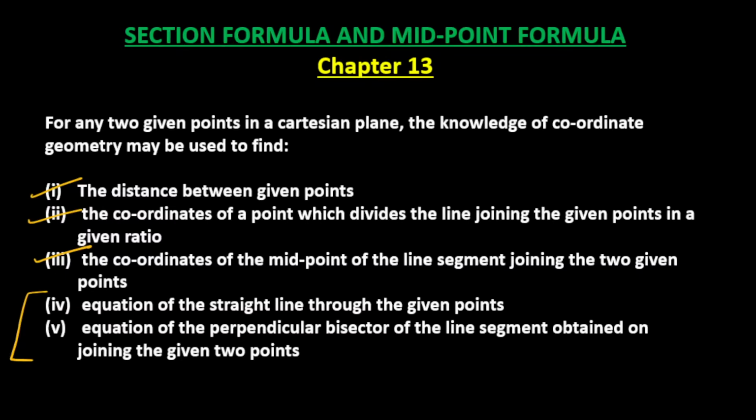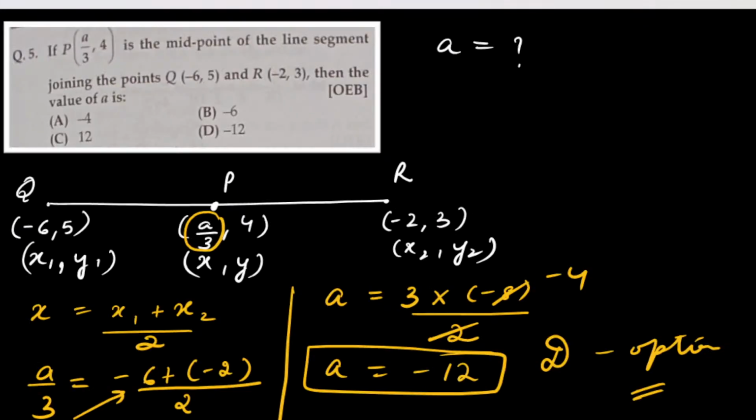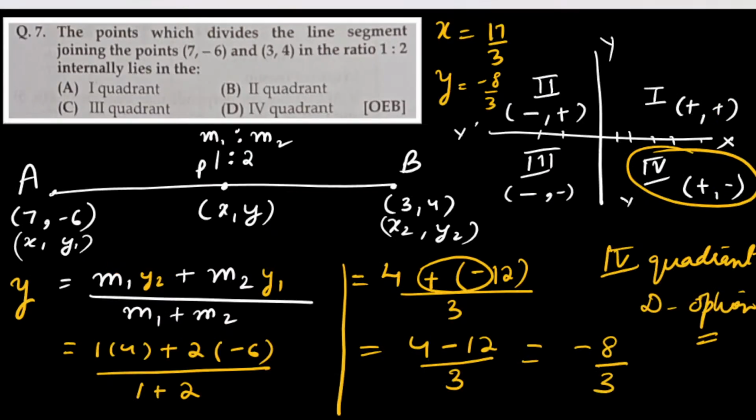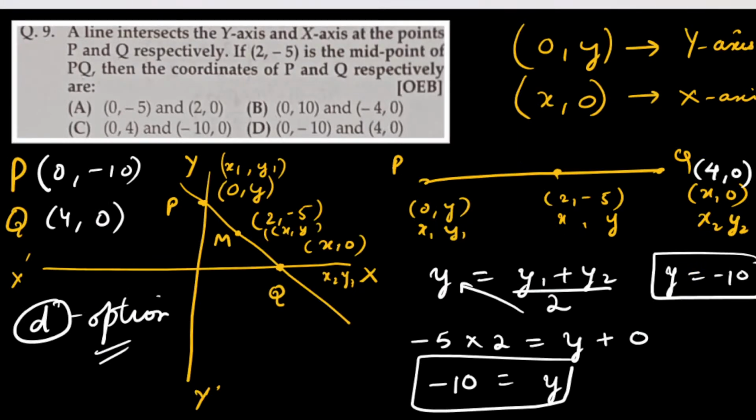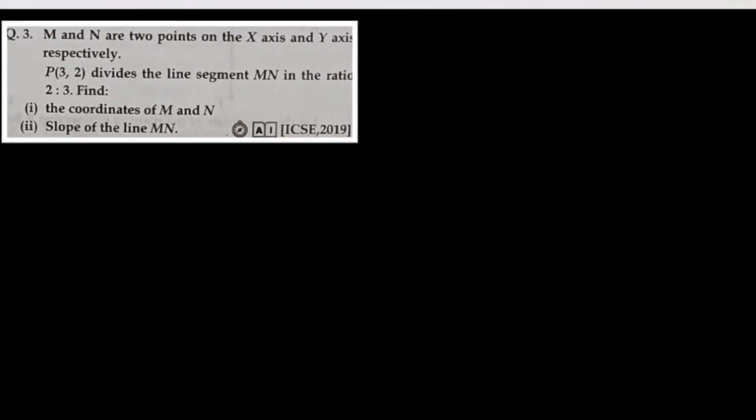So we are doing section and midpoint formula. We have completed MCQs, assertion reason based questions, and a few subjective type questions as well. Today will be the third and last class of this chapter. We will be doing a few more 3 mark and 4 mark type questions and we'll complete this chapter. So let's start.